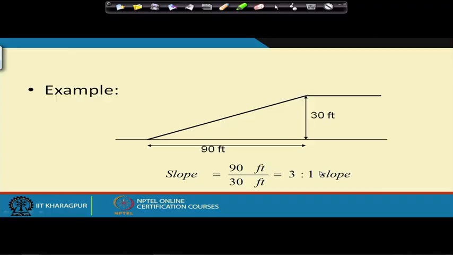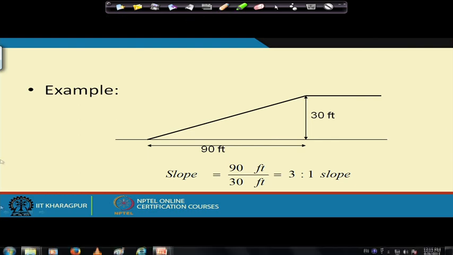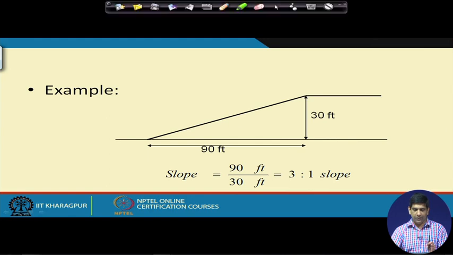So here a 3:1 slope is used. That's the typical slope. If the slope is not provided in your math problem, you can use a 3:1 slope. There is no harm in that. You can do that.